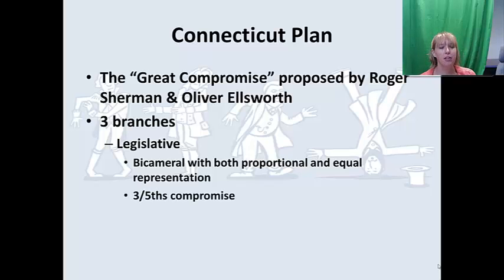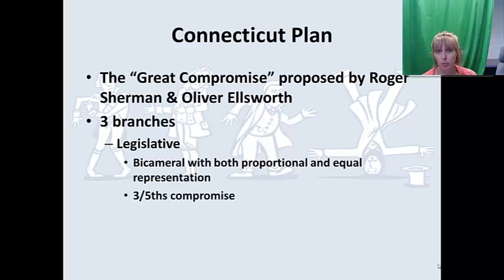This is also where we get the 3/5 compromise, which is arguably one of the saddest and most telling portions of our Constitution in terms of poor ethical decisions. In fact, it is so problematic that in a reading of the Constitution in Congress, they chose to skip reading the 3/5 compromise.